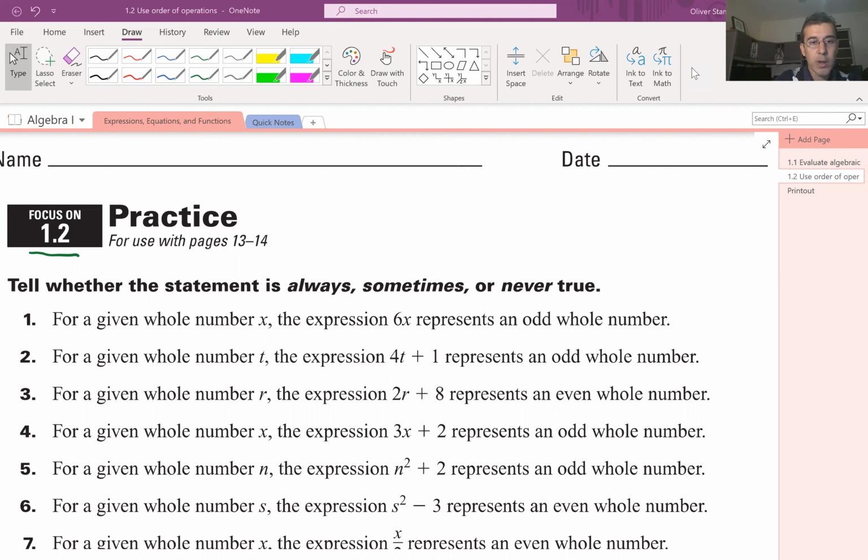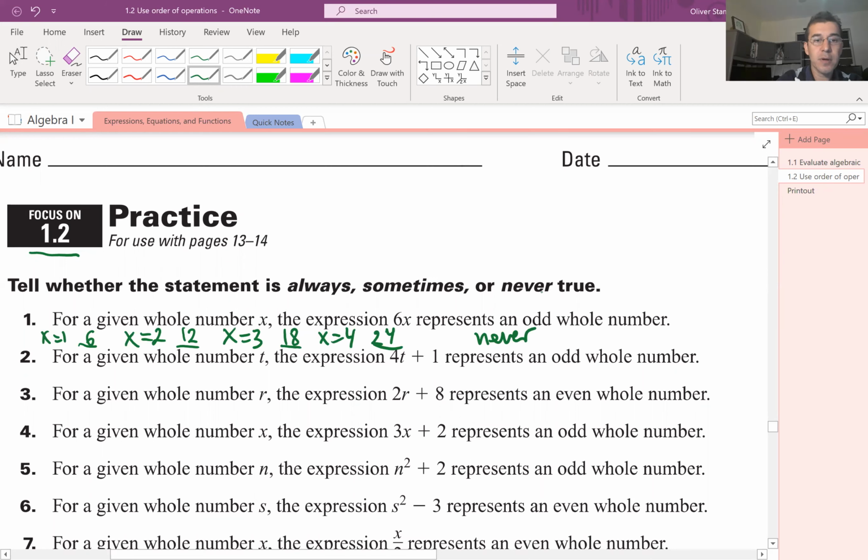So if x is 1, 6x is 6. If x is 2, 6x is 12, right? 6 times 2 is 12. If x is 3, 6x is 6 times 3, or 18. If x is 4, 6 times 4 is 24, and so forth. And we can see that 6, 12, 18, 24, they're all even numbers. So the expression 6x represents an odd whole number is never true. So never is the answer for this one.